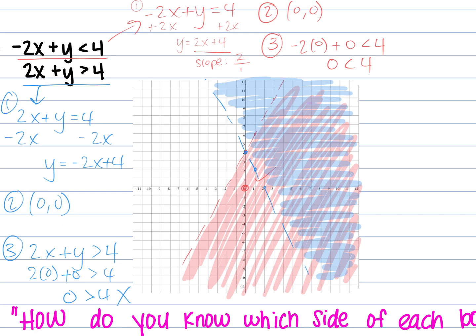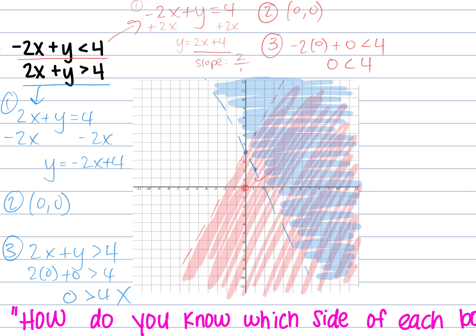Wait, how do you know which side is shaded with 0? Because we tested this point, right? 0, 0 for the red one, right? It worked. It gave us 0 is less than 4. So we knew, okay, the red shaded region should include 0, 0. But the blue region said, no, it doesn't work. So don't include this point. Do you see how the red dot, 0, 0, is only shaded by the red? Oh. The blue shaded away from it. Does that make sense? Okay.